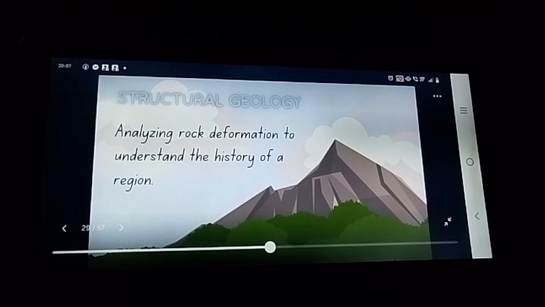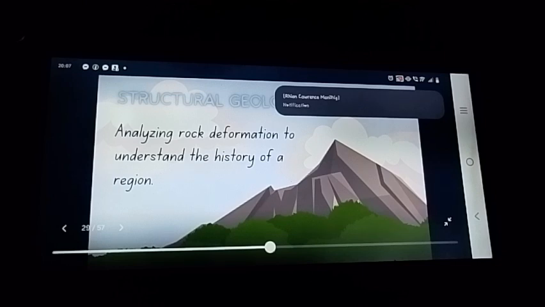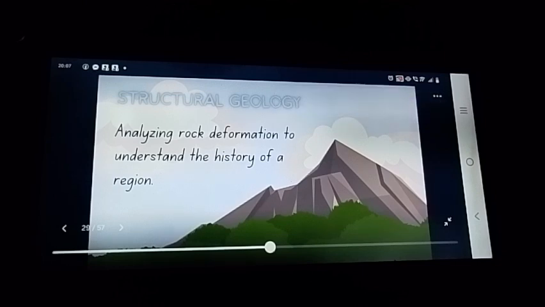Here's the breakdown of how structural geology unravels the past. 1. Recognizing deformation. Folds. These are bands of curves in rock layers formed by compressional forces. Faults. These are fractures in rocks where there has been movement. Joints. These are cracks in rocks that haven't moved past each other.